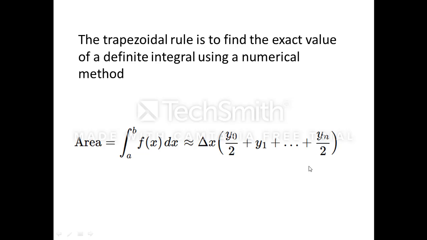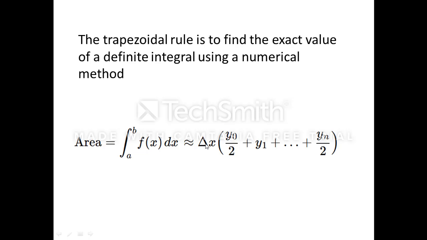The trapezoidal rule is used to find the approximate value of a definite integral using a numerical method. It is also used to find the area under a curve. The formula is: integral from a to b of f(x) dx is nearly equal to delta x, which is the difference between two points, that is x0, x1, or any other x.